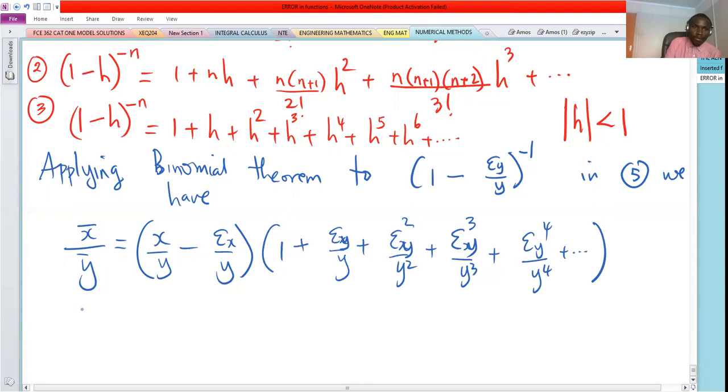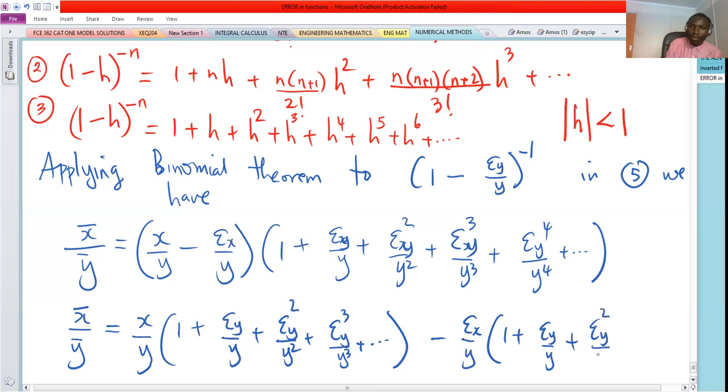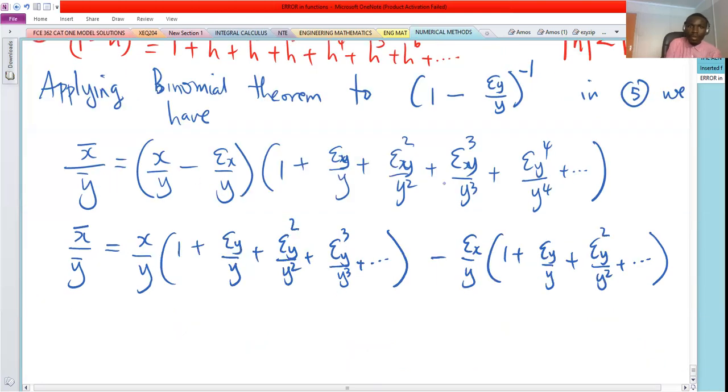So I.e. we will have x bar over y bar equals x over y into 1 plus error in y over y plus error in y squared over y squared plus error in y cubed over y cubed plus other terms, minus error in x over y into 1 plus error in y over y plus error in y squared over y squared plus other terms of the same kind. So I'm just opening the brackets here.